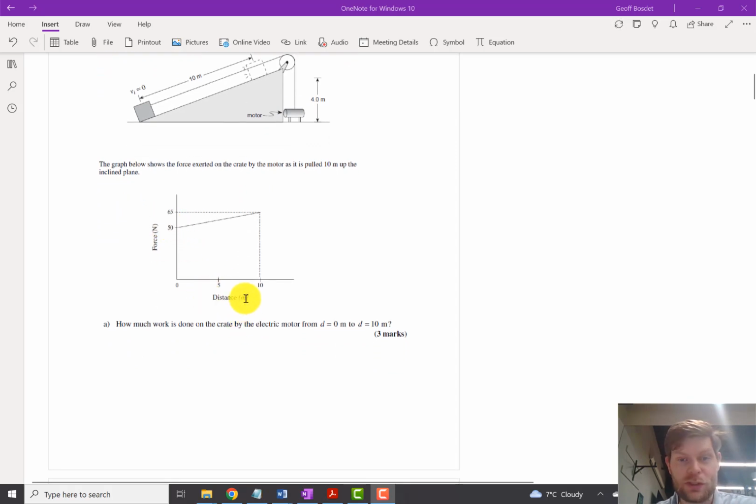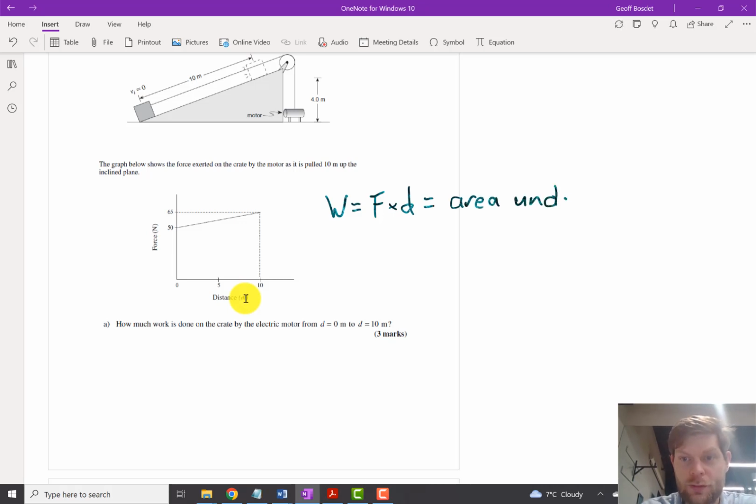Fortunately, we got a force distance graph going over that. And anytime the y variable times the x variable is something useful, the area under the graph is that thing. So in this case, work is force times distance. So it's going to equal the area under a force distance graph. To find the area, I'm just going to find the average force and then multiply it by the distance.